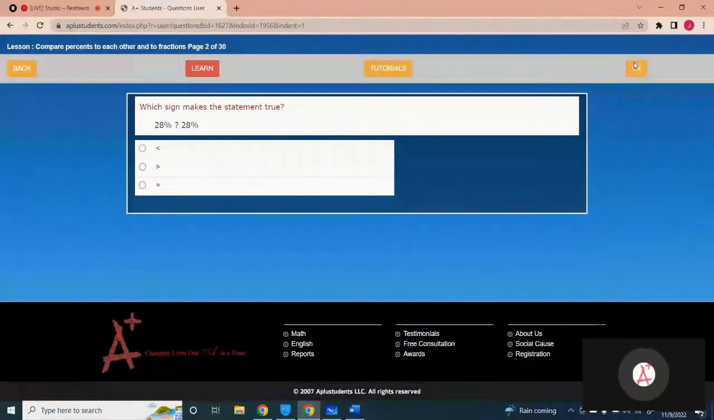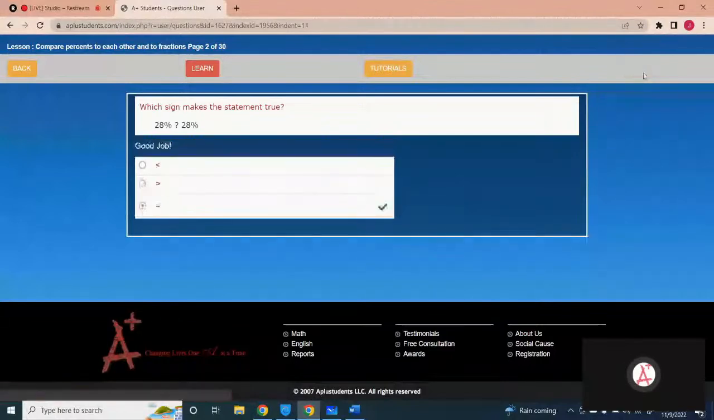If you have any problem, any question, please write the question in the chat box. I'll answer all your questions and confusions. Okay, which sign makes the statement true? 28% and 28%. The numbers are exactly the same. So 28% is equal to 28%, isn't it?